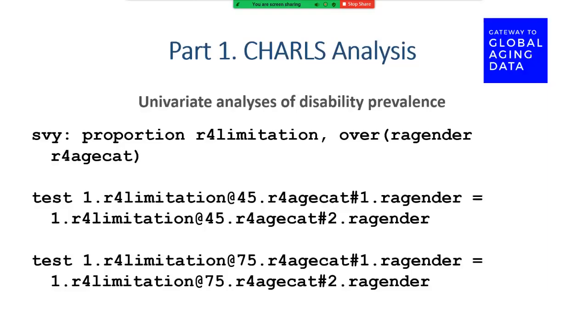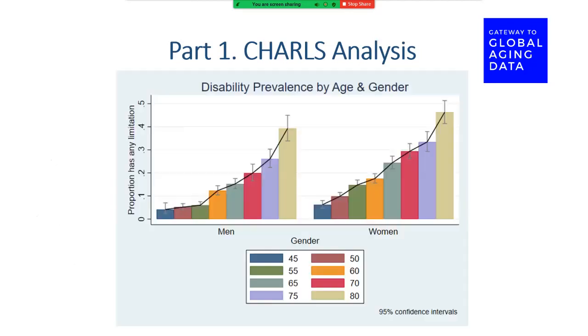And the way you would test those differences is by doing this kind of post-estimation test. And this is how you write this test for Stata 15 and later. So we're going to say the estimate of R for limitation at 45, for our group at 45 who are men, versus having a limitation for women, for our group who's at 45 who are also women, whether it's different or not. We can see that test. We can also see this graphically.